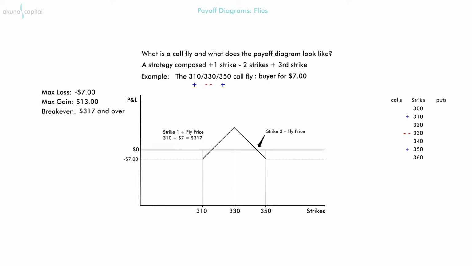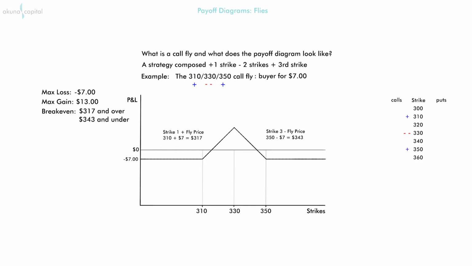The second break-even point, therefore, is found by subtracting the price of the fly from the third strike to arrive at 343. So, any closing price between 317 and 343 at expiration is where the buyer of this fly would make a profit. Anything outside of that would result in a loss.